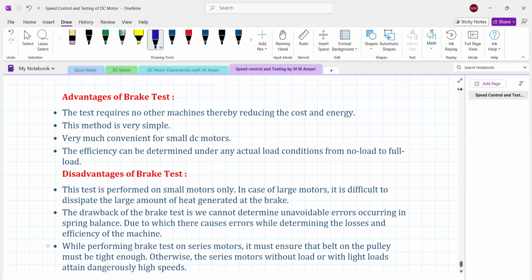To avoid such a phenomenon, it is necessary that we put load on the motor. And when we put some load at the initial condition, it is difficult to determine the correct value of speed regulation. So these are the advantages and disadvantages of the direct load test.